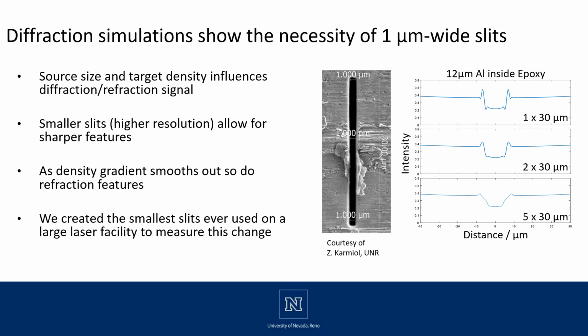But as soon as we start making this slit larger, those features get washed out, until the point where even at a 5 micron wide slit, which is still very small, we won't be able to tell much even at the beginning, and it will just get worse as the density gradient smooths out. Therefore, we've produced and utilized 1 micron slits, such as the one imaged in the middle here, for use on all of these experimental platforms, which, to the best of our knowledge, are the smallest slits ever used at a large laser facility.